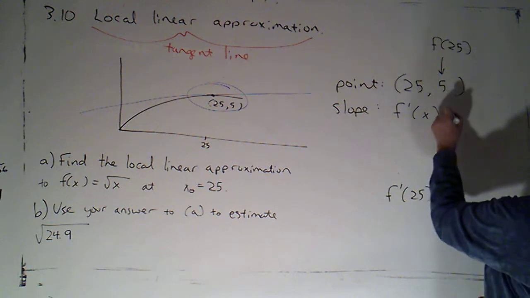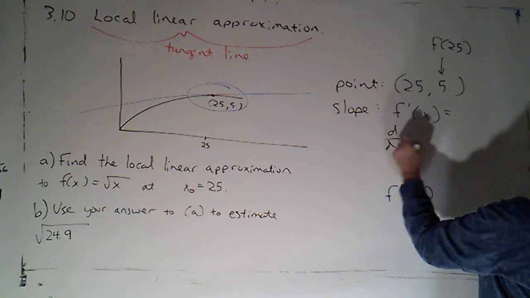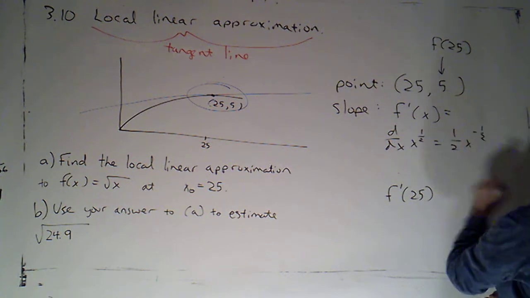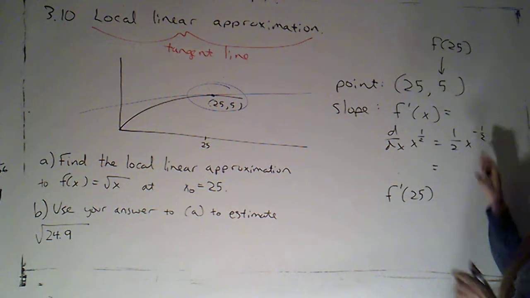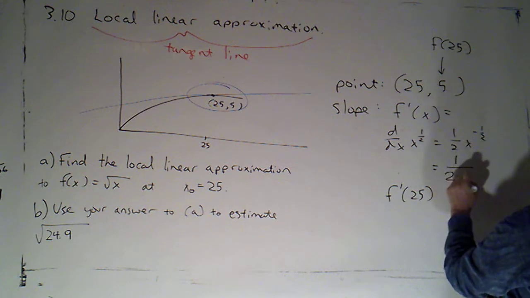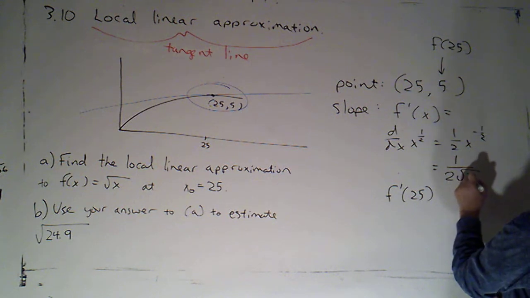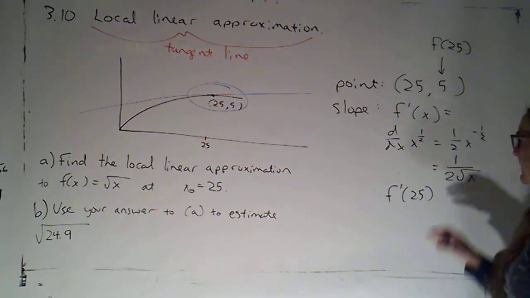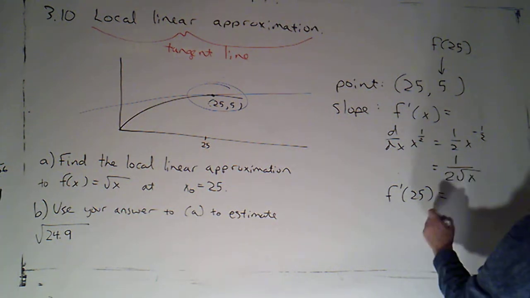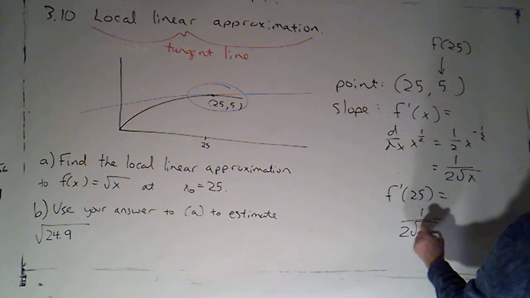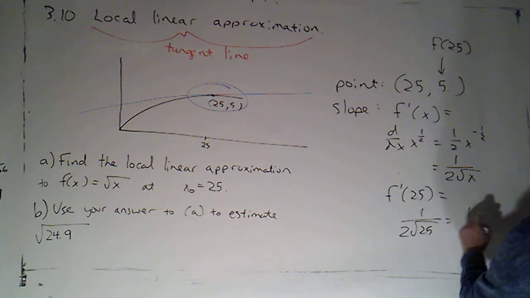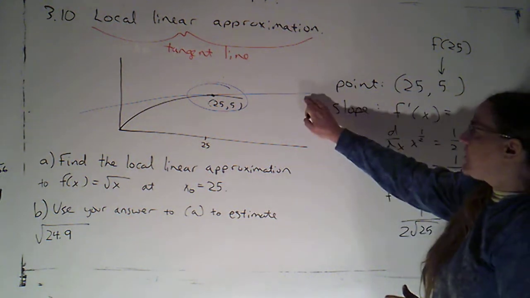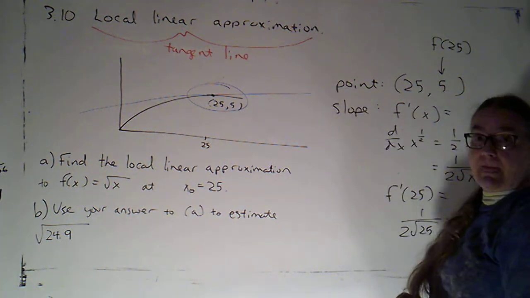So, f prime of x, we're taking the derivative of x to the 1/2. That's 1/2 x to the negative 1/2. And since we're going to be plugging in a number, I'm going to rewrite that negative 1/2 power as just the square root of x in the denominator. And then I can say f prime of 25 is 1 over 2 root 25. That's 1 over 2 times 5, so that's 1/10. So the slope of this line is 1/10.